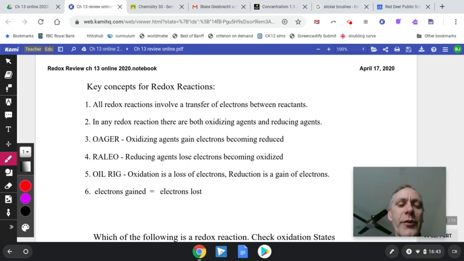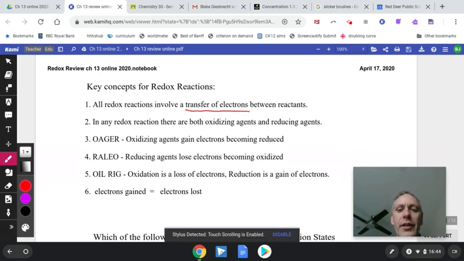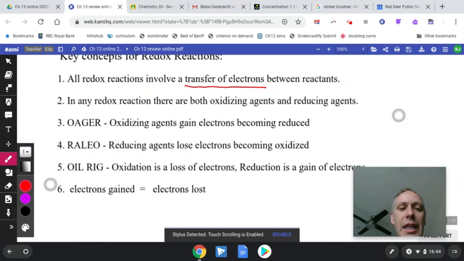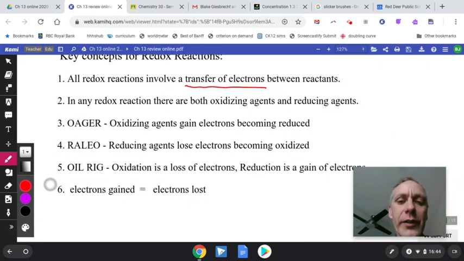So, key concepts for redox reactions. I went through this on day one. All redox reactions must have a transfer of electrons, okay? That is key. If there's no transfer of electrons, it's not a redox reaction. And there are chemical reactions that have nothing to do with transfer of electrons. You're going to see those in our next unit, where we look at transfer of protons, and then there's double replacement reactions, which are also not redox.